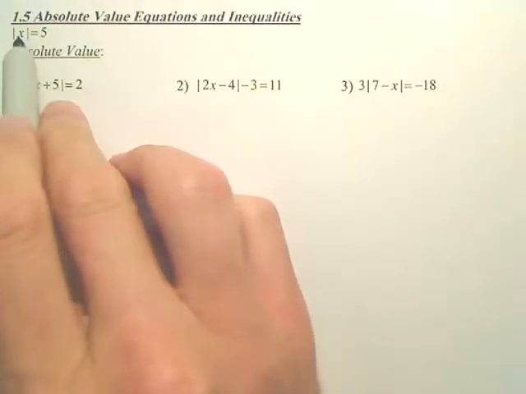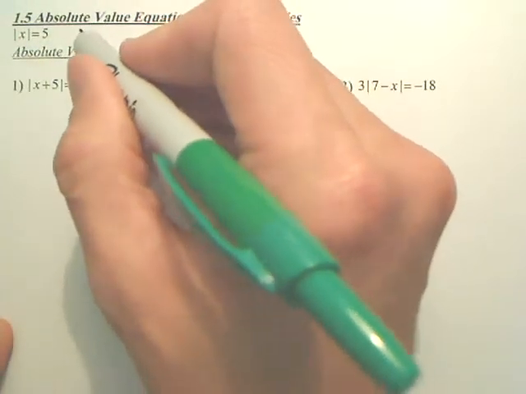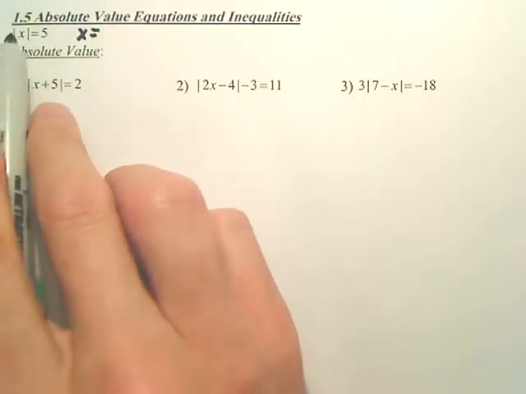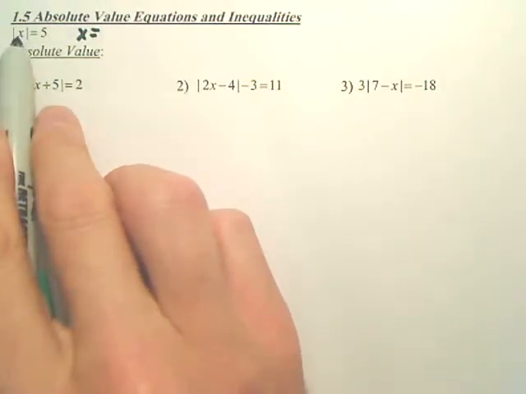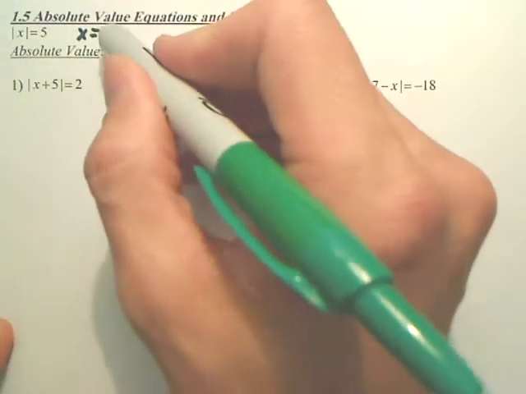Absolute value of what is 5? So what values of x would make this true? If I plug in 5, then make it positive. Wait, it's already positive. Would it equal 5? Yeah. So 5 is going to work.